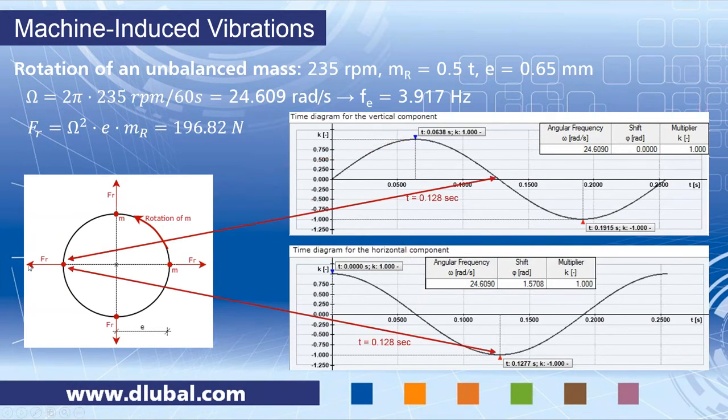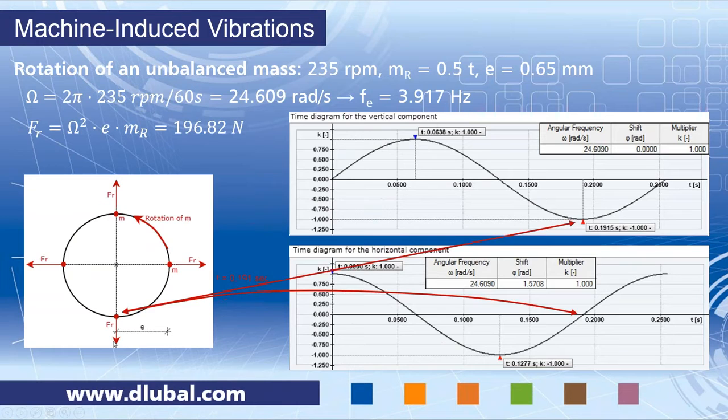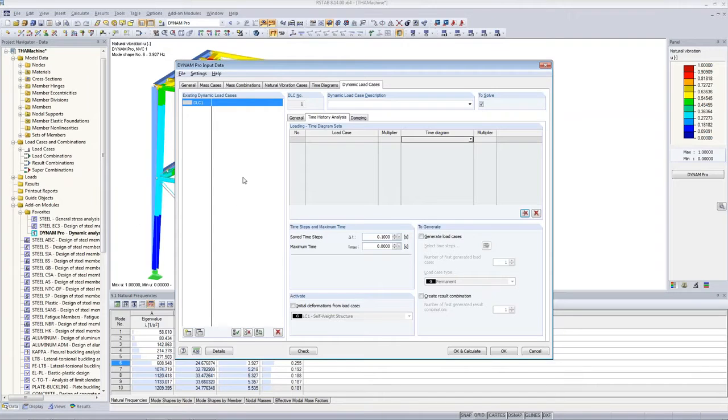We can go ahead, look to the other cases. Here we have a negative horizontal component and a 0 vertical component. And at the bottom of the circle, we have a negative vertical component and a 0 horizontal component, and so on, rotating along. So we are going back to RSTAB and defining this in the program.